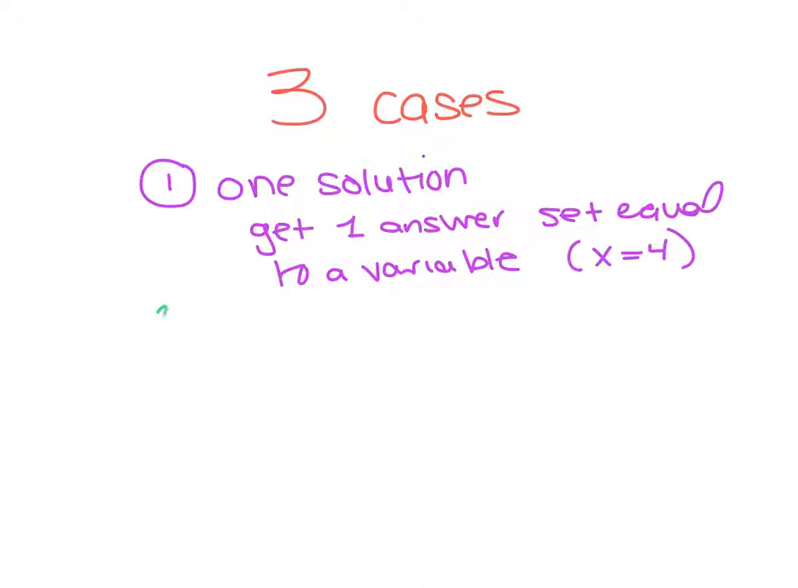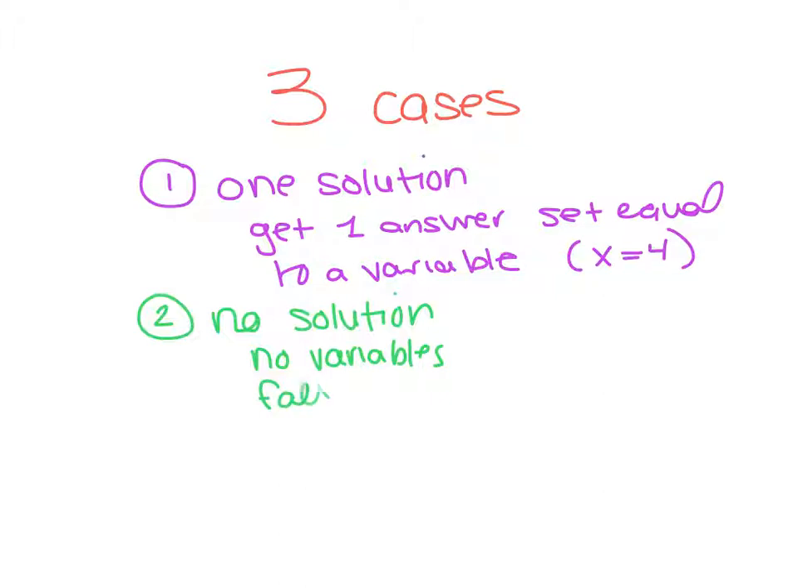Second situation that you'll see is a situation where you get no solution. And what will happen here is your variables will undo each other and you'll be left with no variables in your equation. And you'll be left with a false statement. So you'll be left with something like 10 equals 17. Something will happen along the way where your variables will undo each other. You're left with a false statement.